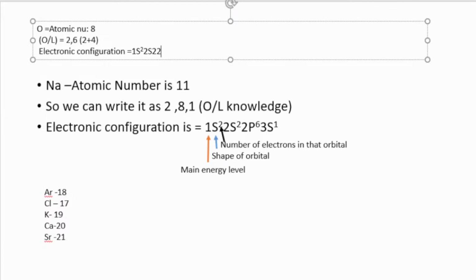So in the second energy level, only S can occupy 2. The rest of the 4 goes to the P. P orbital contains 4 electrons.